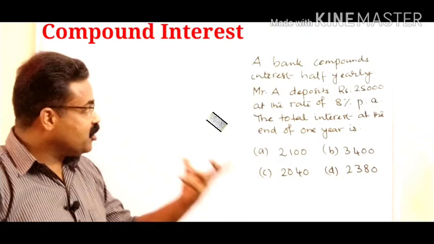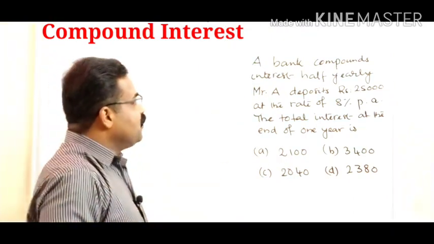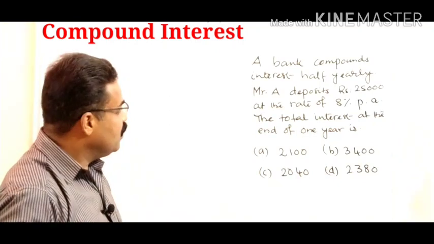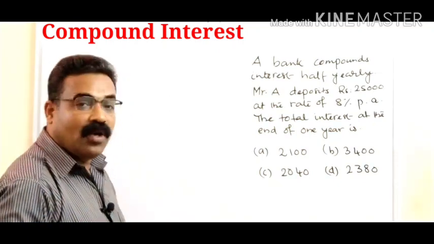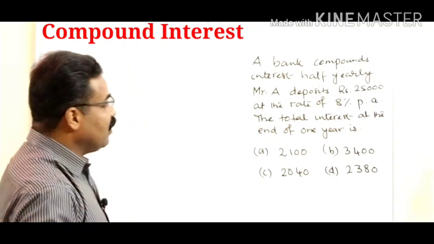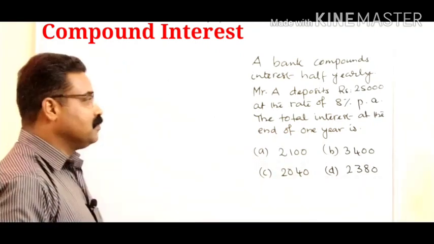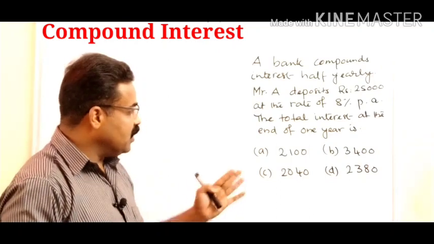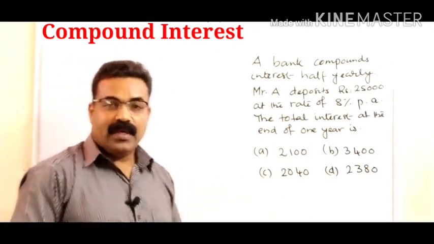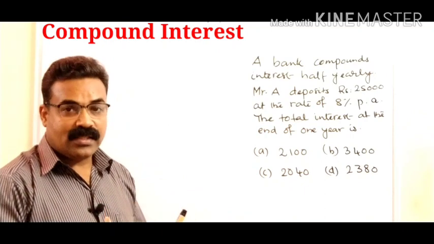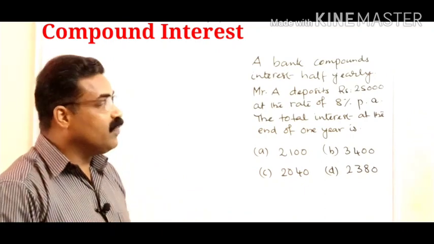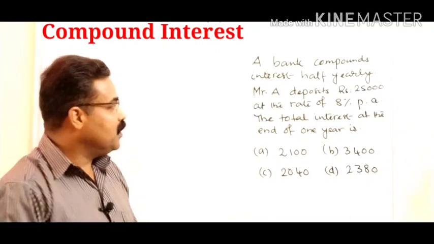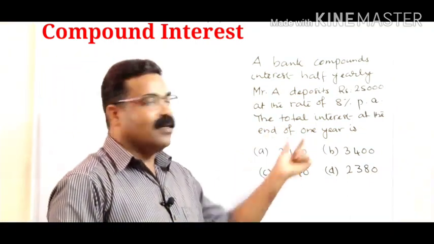So here is your next question. What is the question? A bank compounds interest half yearly. Mr. A deposits rupees 25,000 at the rate of 8% per annum. The total interest at the end of 1 year is A, B, C, D. 4 options are also given to you. So here the amount invested is 25,000 and the rate is 8% per annum, and we need the total interest at the end of 1 year.